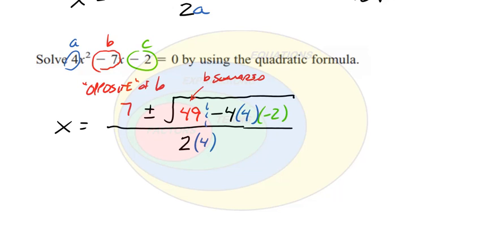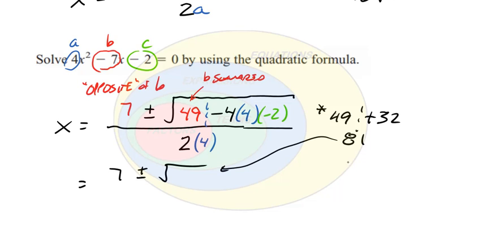So the first thing I'm going to start with is underneath this radical. I got 49 for my first term, and then my second term would be negative 4 times negative 2. So I have two negatives. Negative 4 times negative 2 is 8, times 4 is 32. So this is a positive 32 here. When I add those together, I get 81. I'm going to insert that underneath the square root, and then I'm also going to evaluate the denominator, which is 8.